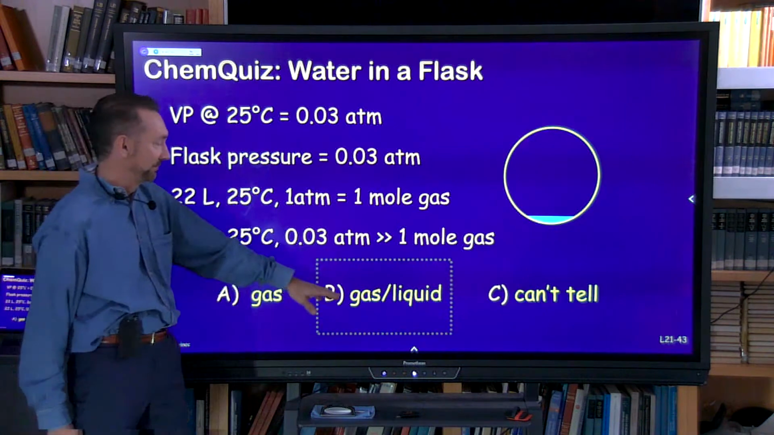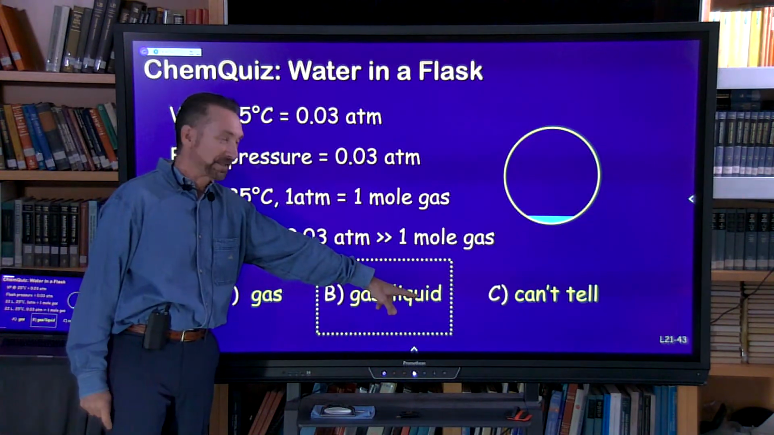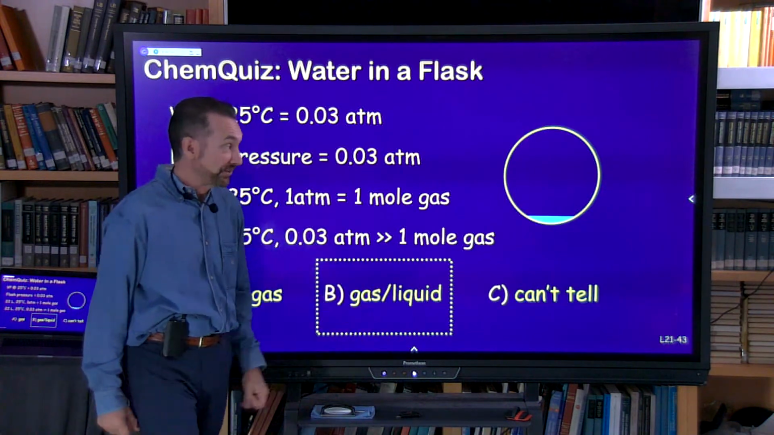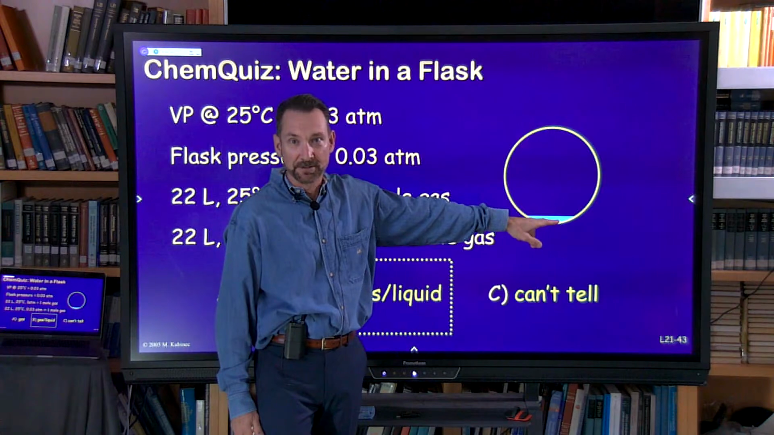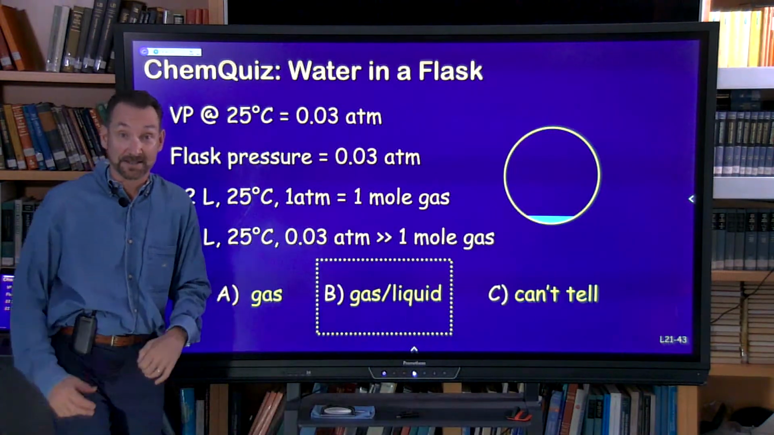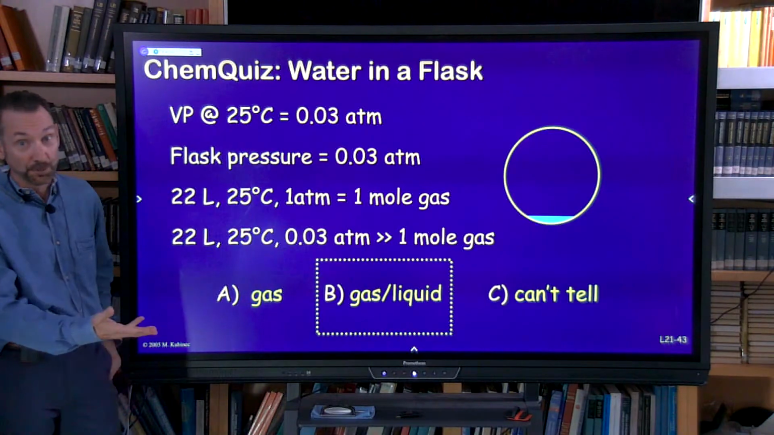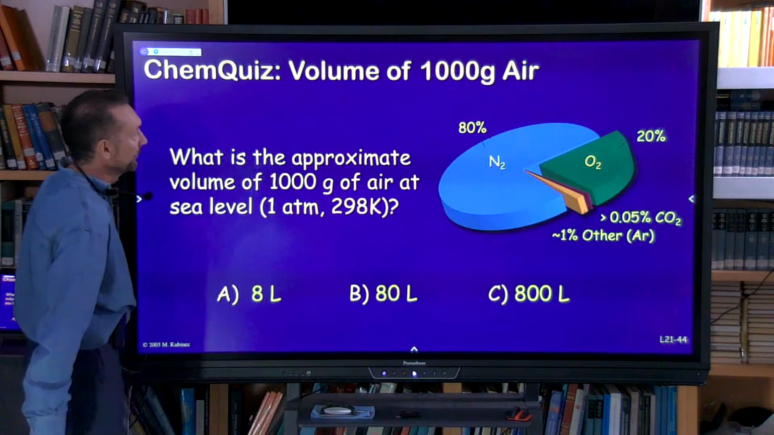So yes, we can get to our 3/100 of an atmosphere and use up just a tiny fraction. So in the end, most of your water is still a liquid in the bottom of that evacuated flask. Even though it's a vacuum, most of your water is still liquid.